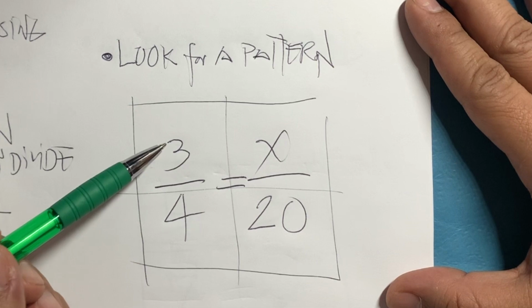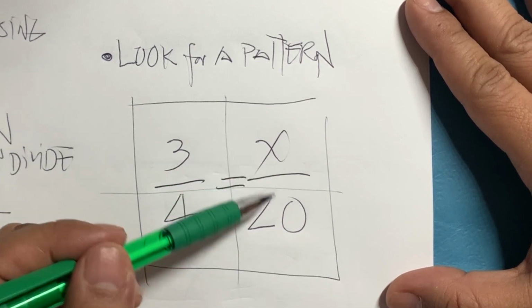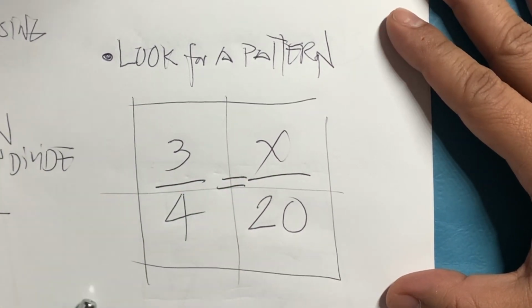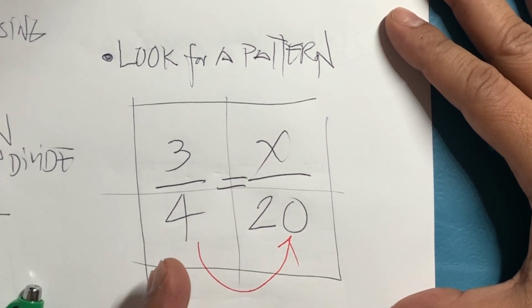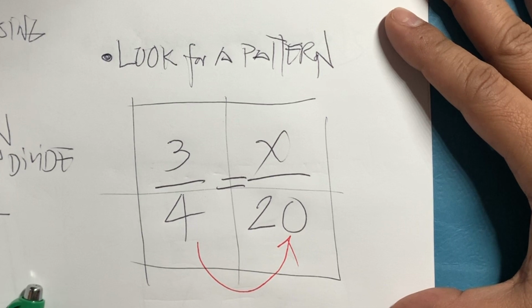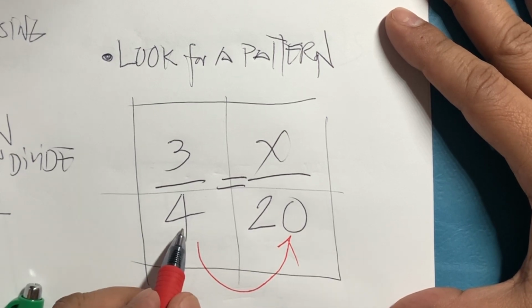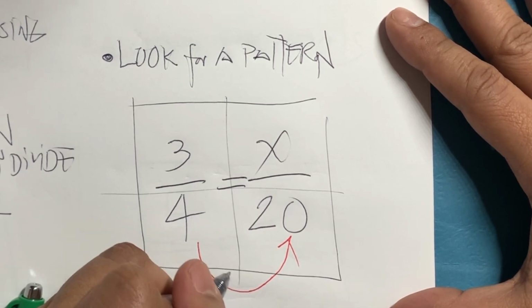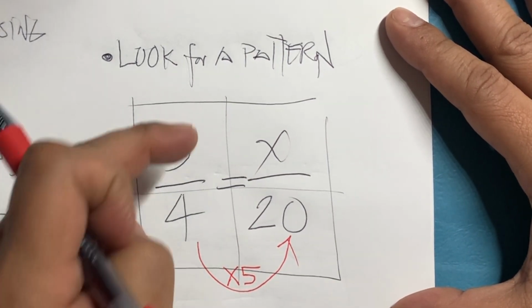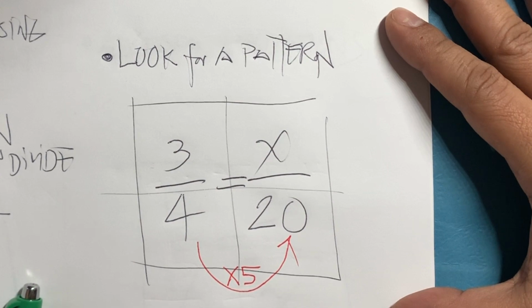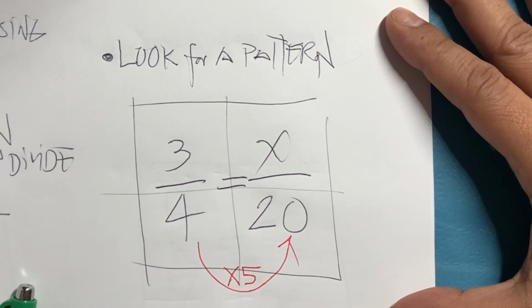If you see the fraction 3/4, which is equal to x over 20, you would see that at the denominator, 4 became a 20. Think of a multiplication or a division pattern that you see below. How could 4 become a 20? You know it's times 5. Whatever you do below, you do on top, or whatever you do on top, you do the same thing below so that the proportion will be constant.